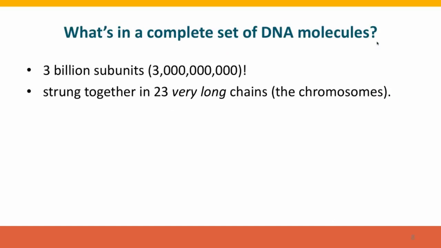Now, what is this complete set of DNA molecules? Well, as I said, it's 23 long chains called chromosomes. The other very important information is, well, how many subunits are we talking about? We're talking about 3 billion subunits, 3 followed by 9 zeros.